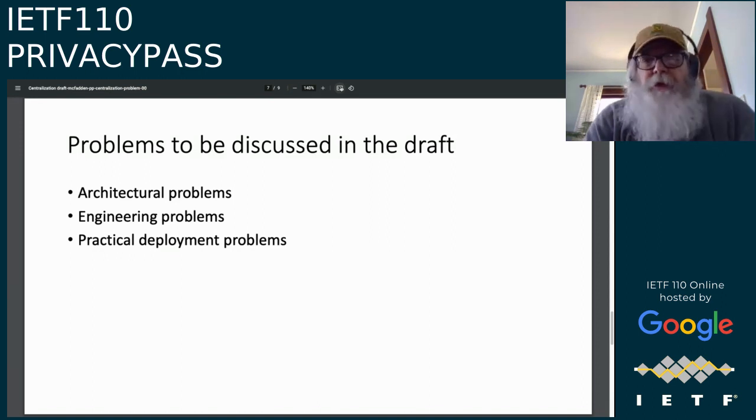Now, towards the end of the consolidation draft, there's a discussion of what the architectural problems are for PrivacyPass, what the engineering problems are, and what the practical deployment problems are. One of the things that's good about the architecture draft is that the authors are very upfront about these. It's very clear. And so much of the stuff that's in the consolidation draft simply refers to analytic work that was done when the architecture draft was written. But it's important for it to be in the consolidation draft because it results really in the consolidation problem statement. Next slide, please.